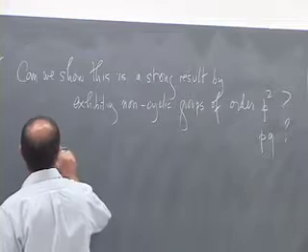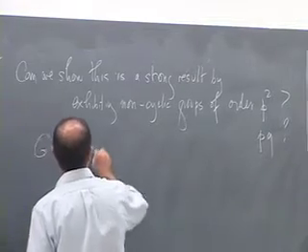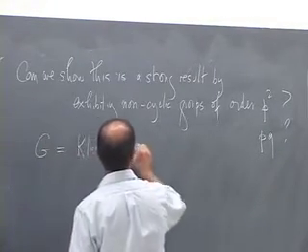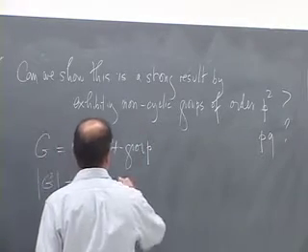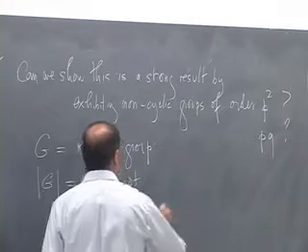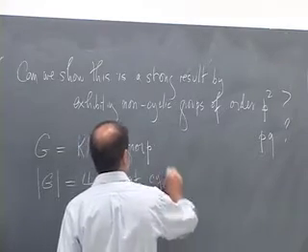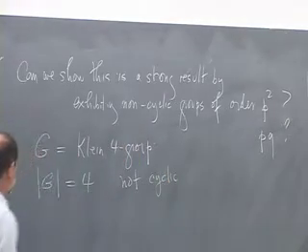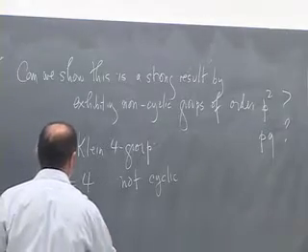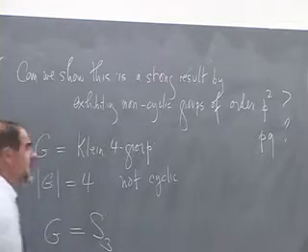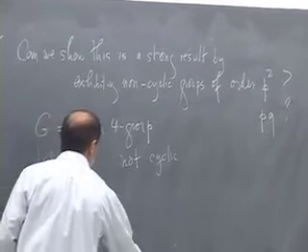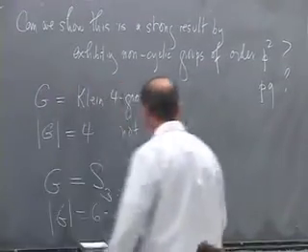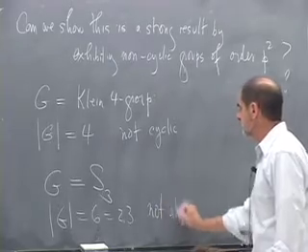So G is equal to the Klein 4 group. The order of G is 4, but it's not cyclic. It has no element in it of order 4. All the elements in it have order 1 or 2. And if I take G to be the symmetric group on 3 letters, the order of G is 6, which is 2 times 3, and it's certainly not cyclic. It's not even abelian.